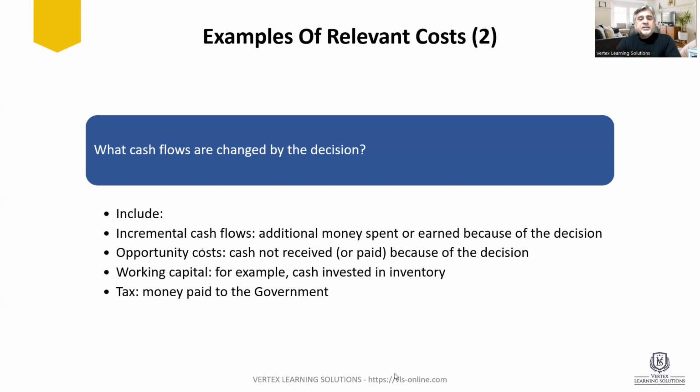Working capital, for example cash invested in inventory, is a relevant cash flow because you start a new project. Not only will you buy some non-current assets, but you will also buy some inventories. So again, cash goes out and that is relevant. Tax is also a relevant cash flow. You will generate some income and you will have to pay some additional taxes, and the tax on those profits is a relevant cash flow. These are just some of the examples. As we continue doing more questions and more detailed discussions, many more examples will come in. These are just some examples of relevant cash flows.